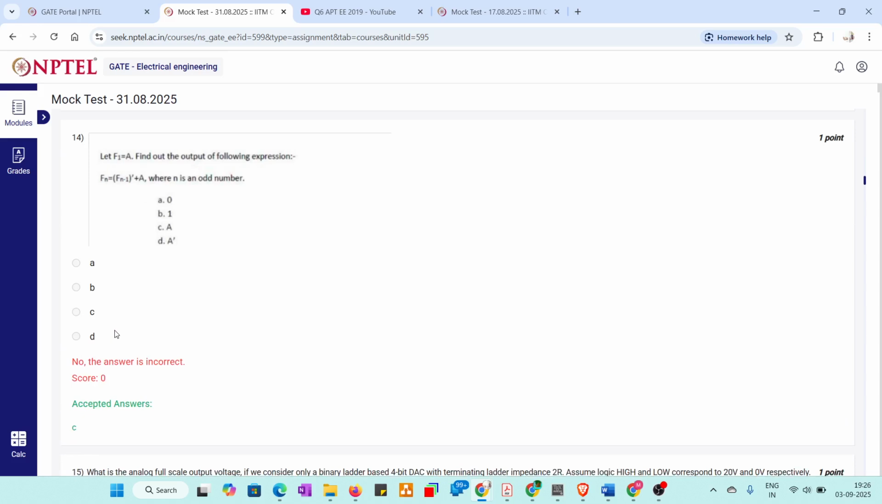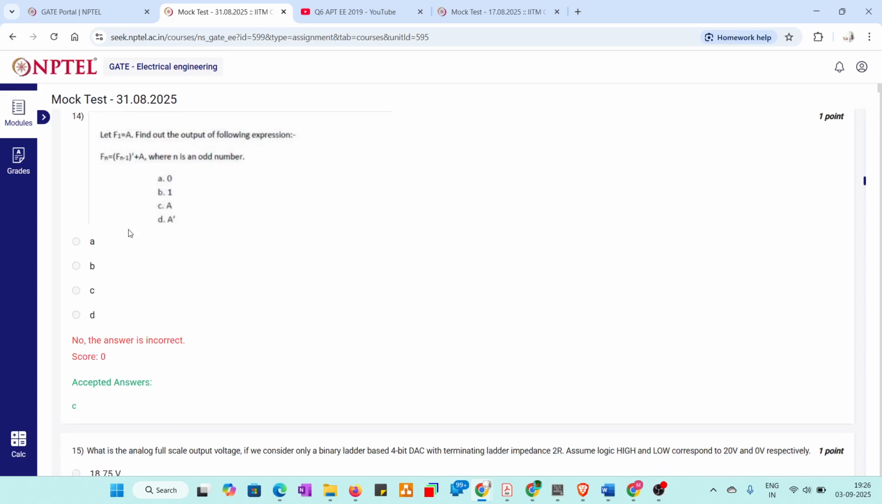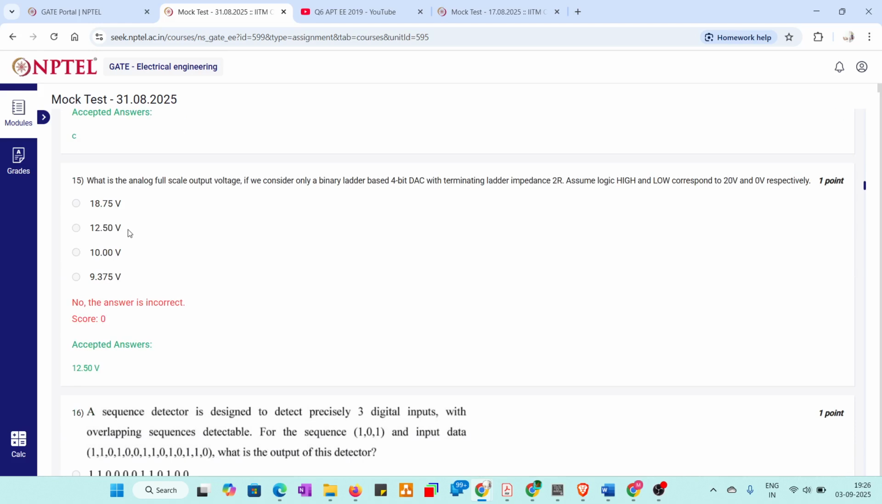So find the odd number. Okay, n is the odd number. So you can see the question and answer. Next coming to the unlock full scale output voltage. So it is related to the 4-bit DAC terminal logic in place for assume the logic high and low corresponding.